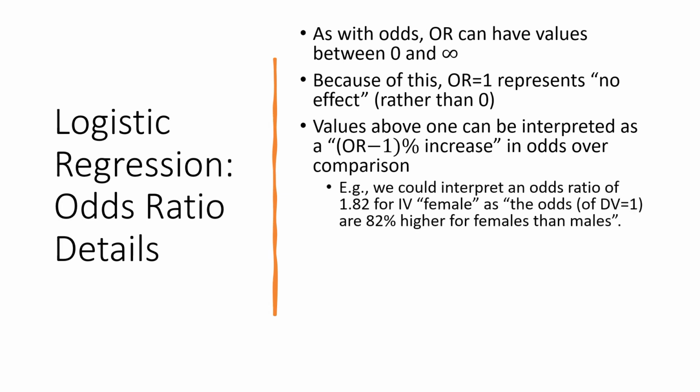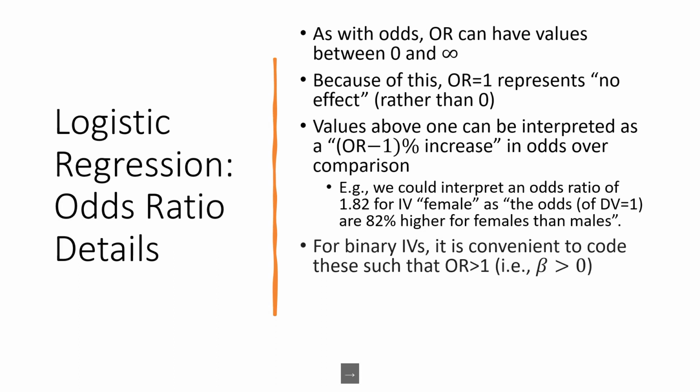So for instance, let's say we had the effect of a female on some kind of an outcome, and our odds ratio was 1.82 for the variable female, where 1 is a female and 0 is a male. We could interpret this as the odds of the outcome are 82% higher for females than males. For binary independent variables, it's convenient to code such that the odds ratio is bigger than 1.